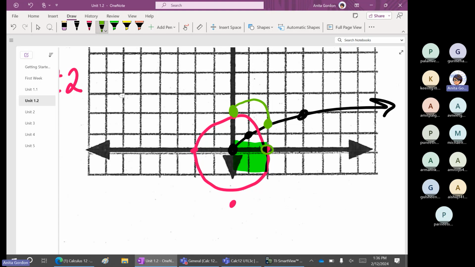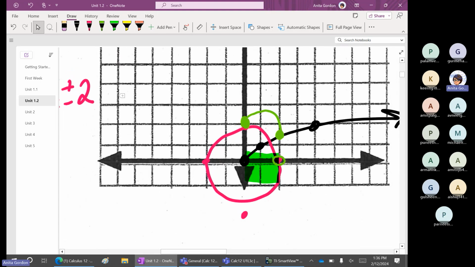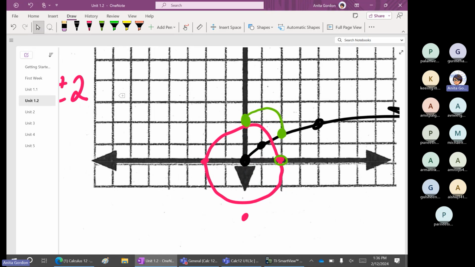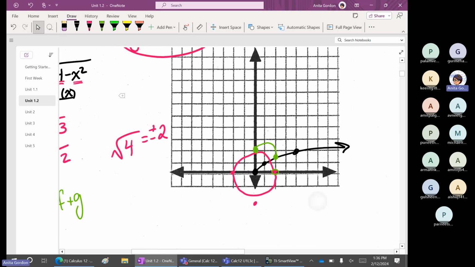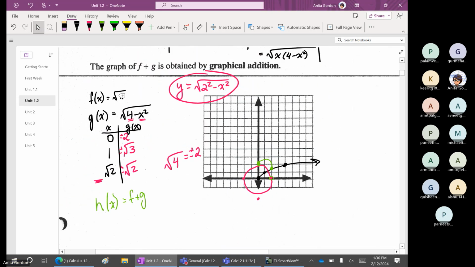Okay, and this is not by any means a very accurate sketch. This is an estimation, but we're just showing that where they overlap is between 0 and 2. And it's going to be a positive function. Questions, comments, concerns there? Okay, let's flip the page.